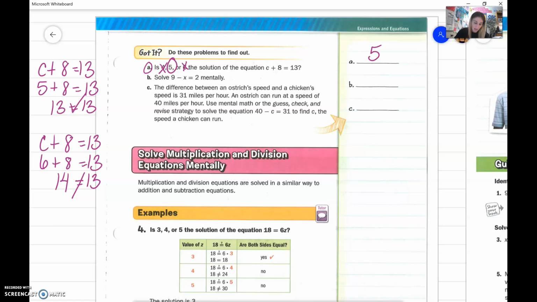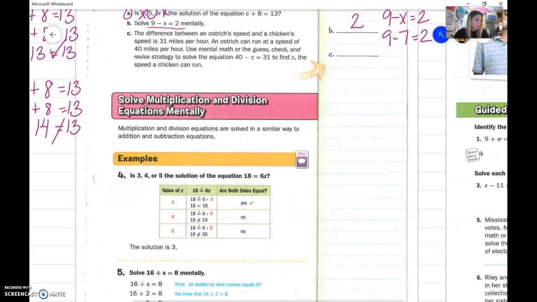Okay, so now it says solve 9 minus x equals 2. So 9 minus x equals 2. Well, I'm going to go ahead and think about 9 minus what number is going to give me 2. Well, we can work through different problems in our head. So we could do 9 minus 6, which equals 3. Or we know that 9 minus 7 equals 2. Okay, in that situation, we could go ahead and do that one mentally. All right.